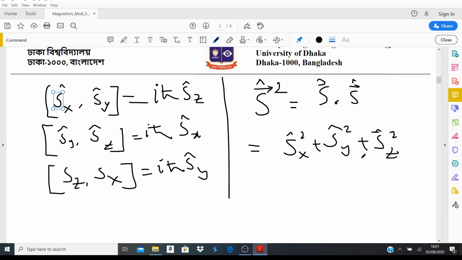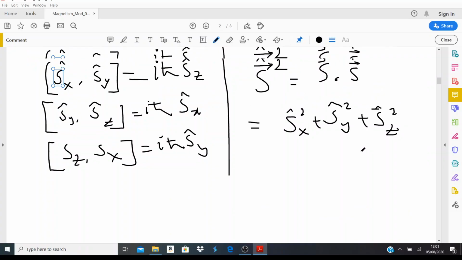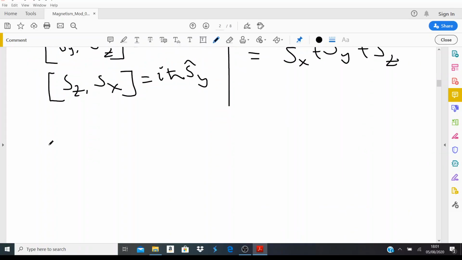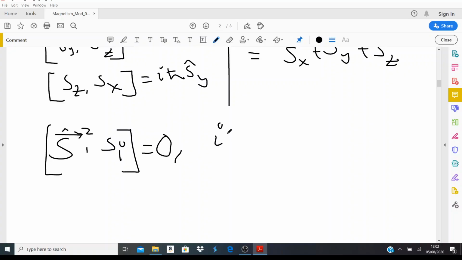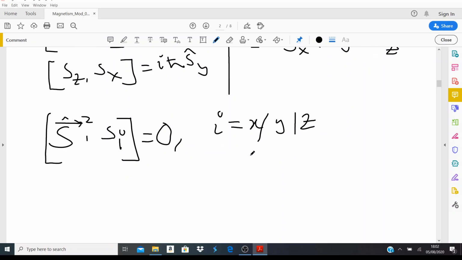And all of them are operators. Now the interesting thing is that this S square operator commutes with every component of the spin operator, right? That's 0 for i equal to x or y or z. What that implies is that these two operators can simultaneously possess a set of common eigenstates, right?